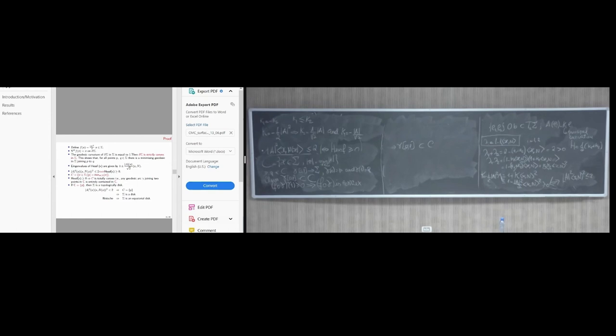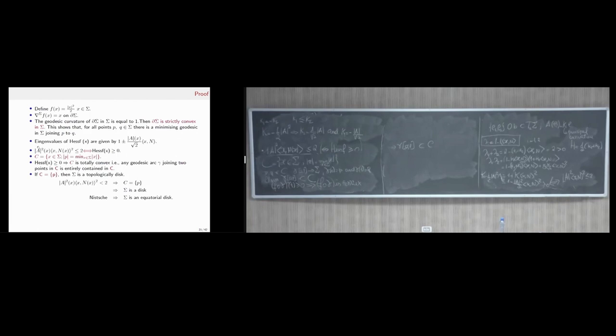Okay. Sorry, I did something wrong here. And if you have this expression here, only this expression, you can say that this set has only this point, so you have the disk. So by Nitsche, you have this disk is an equatorial disk. So you have a classification.